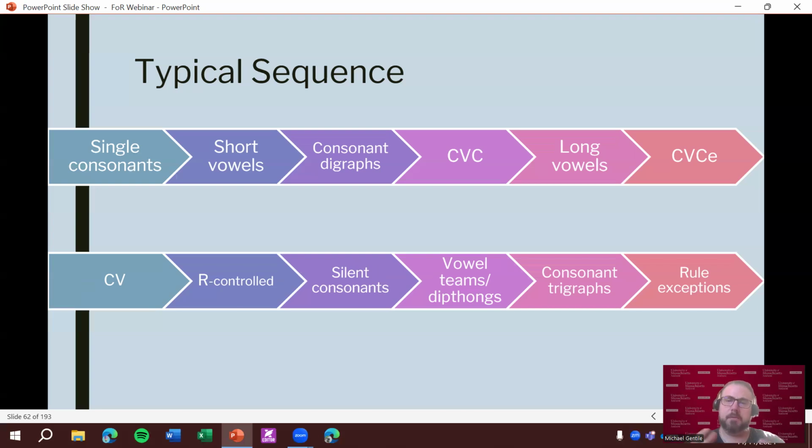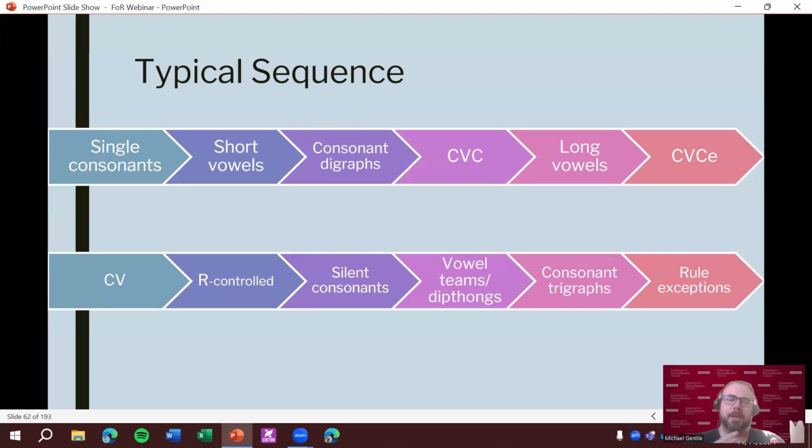Vowel teams and diphthongs now will come in, and we'll teach all the options we have in vowel teams and diphthongs. There are many, and students find them confusing. Then we'll add in the last couple things we haven't talked about, the consonant trigraphs, which is the TCH, and other things that we haven't taught yet, like IGH says I, or EIGH, like in the word eight says I. We're going to catch all of those things, and then of course end with rule exceptions, which are all of the words that break the rules.